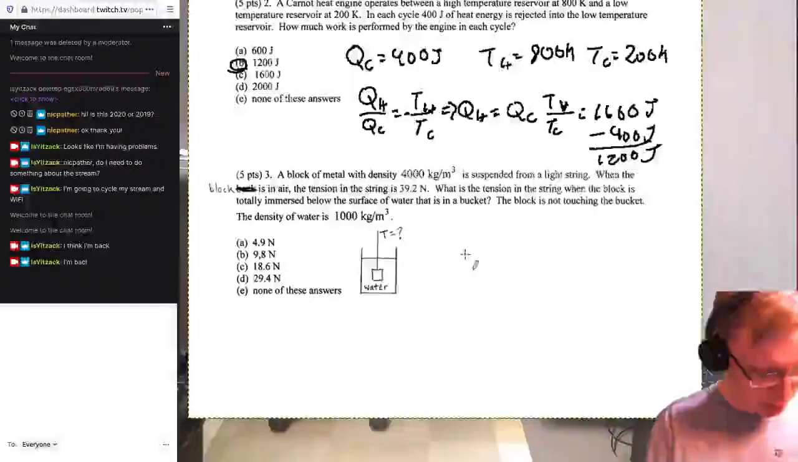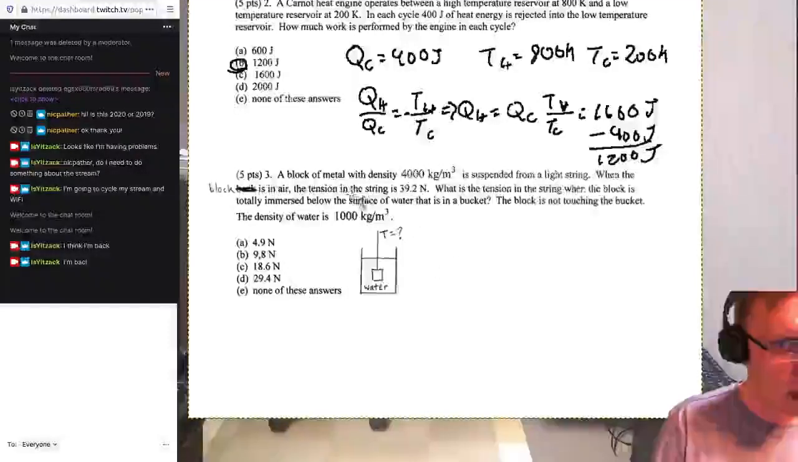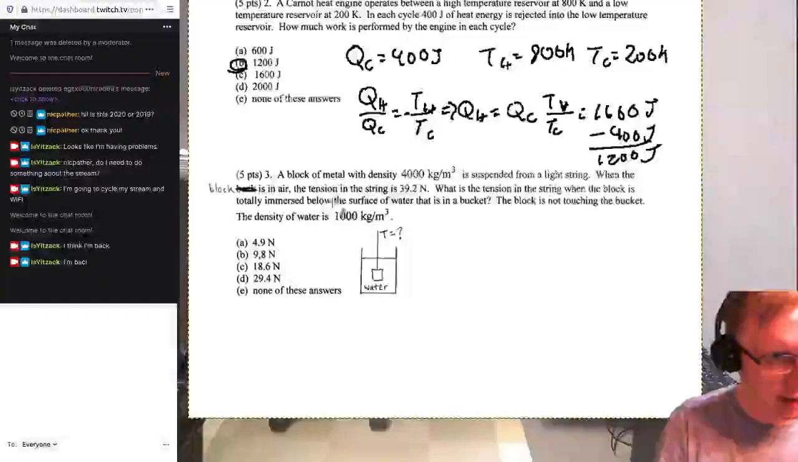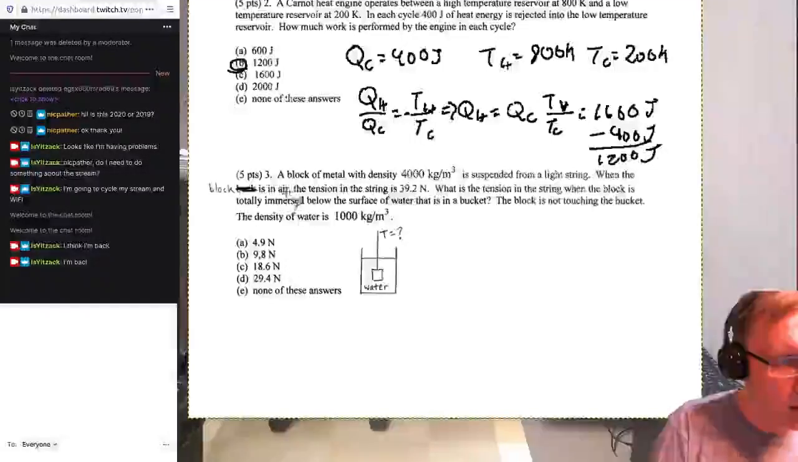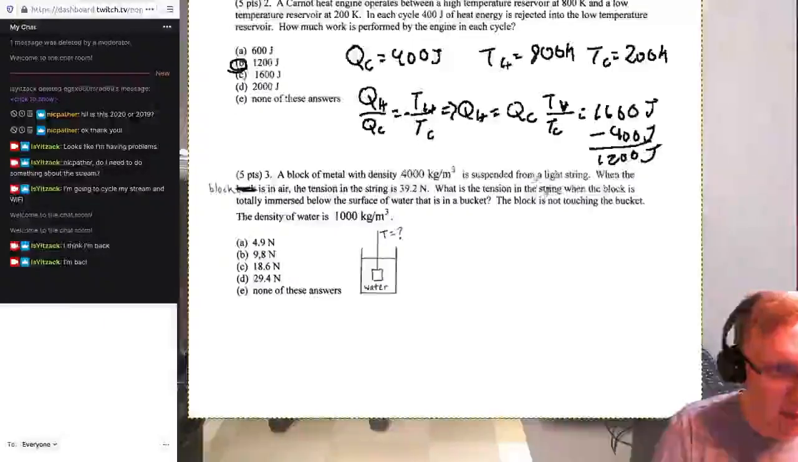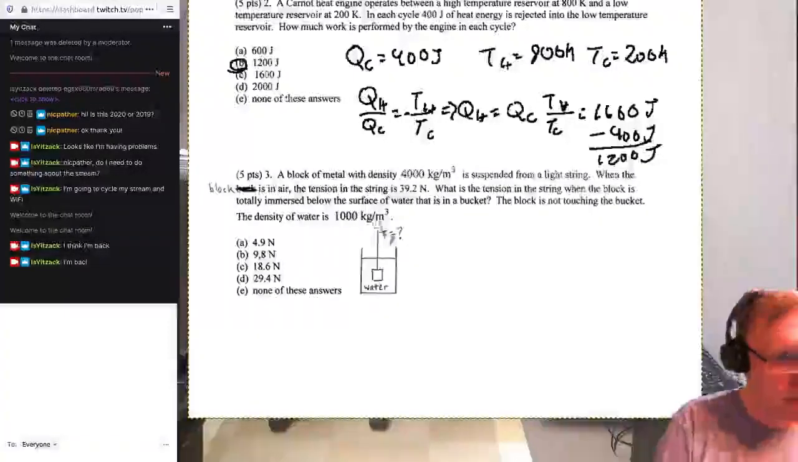Alright, buoyancy. I'm not sure buoyancy was covered in this class. It's another one of those topics that tends to get the short end of the deal. But we'll do it anyways because it's not that hard to figure out. A block of metal with a density of 4 metric tons per cubic meter is suspended from a light string. When the block is in the air, the tension is 39.2 newtons. What is the tension in the string when the block is totally immersed below the surface of the water that is in a bucket? The block is not touching the bucket. The density of water is 1 metric ton per cubic meter.